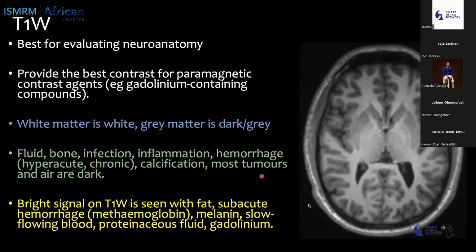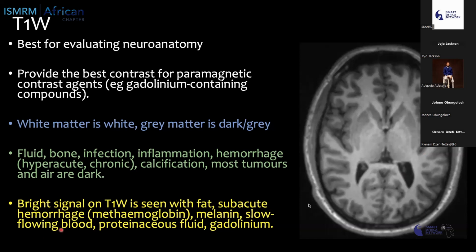So let's look at some of the structures that appear dark on T1. So we have fluid, which is the CSF, bone, the cortex of the bone here, cases of infection or inflammation, in hyperacute or chronic stages of any hemorrhage. They're also going to appear dark if there are calcifications. Most tumors will also appear dark on T1, as well as hair will appear dark on T1.